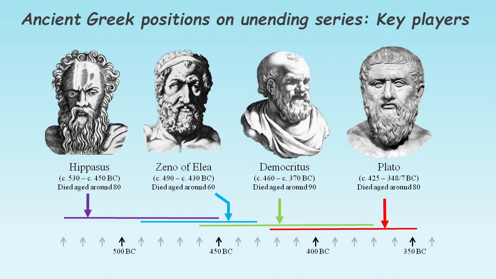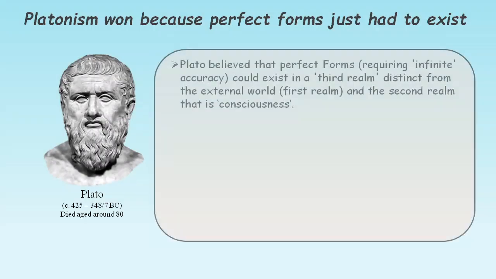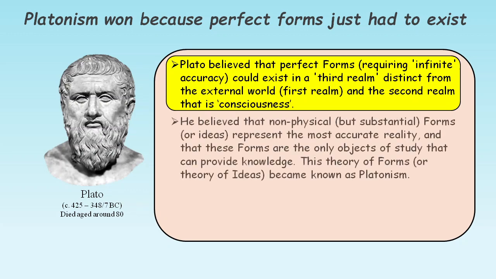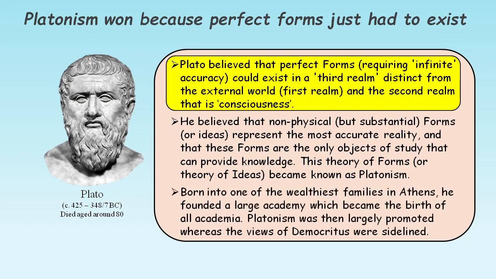But fiercely opposed to the atomist viewpoint was the rich and influential philosopher Plato. Plato's alternative was a realm of perfect forms, distinct from the real world in which we all live. His theory of forms became known as Platonism, and he founded a large academy which became the birth of all academia, through which Platonism has thrived and atomism has mostly been disregarded.